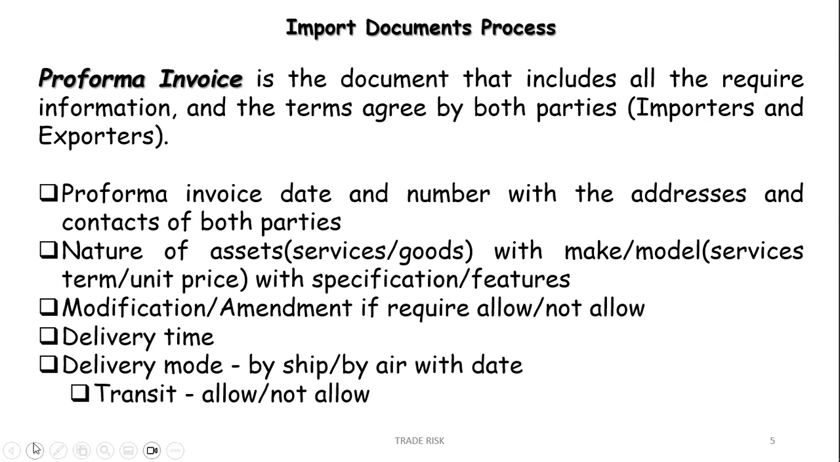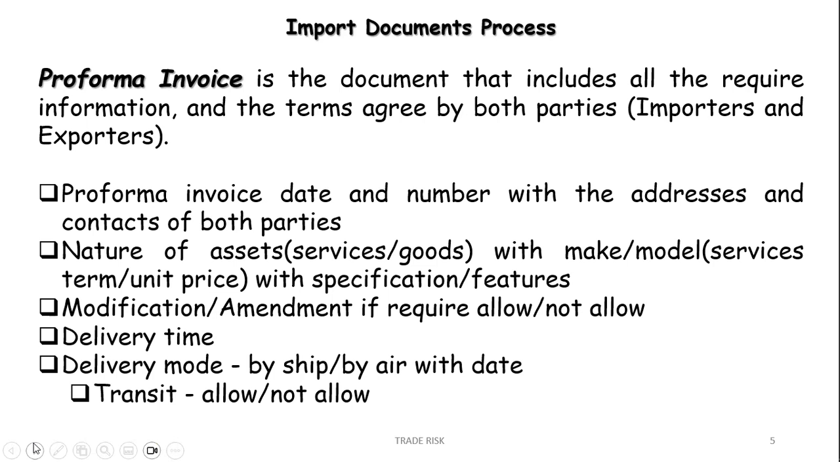The parties to the Proforma invoice include the importer and the exporter, with the Proforma invoice date and number, and the addresses and contacts of both parties. The nature of the asset, whether services or goods, with make, model, service terms, or unit price. In the case of services and goods, the specification and features are very important because the same model machine may have different features.